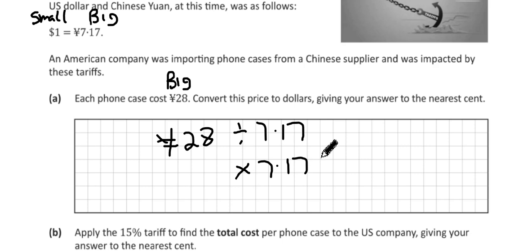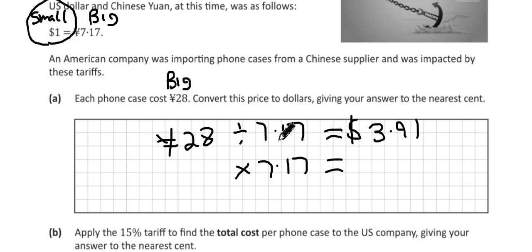Yes, sir? Okay, but just a more regular way of doing it would be you have a choice between multiplication or division. Let's try both answers out and you choose which answer you're going to take. So can somebody divide 28 by 7.17? 3.91. We're claiming it's $3.91. I think that answer makes sense. Why does it make sense? The US number has to be smaller than the Chinese number. Is that okay?